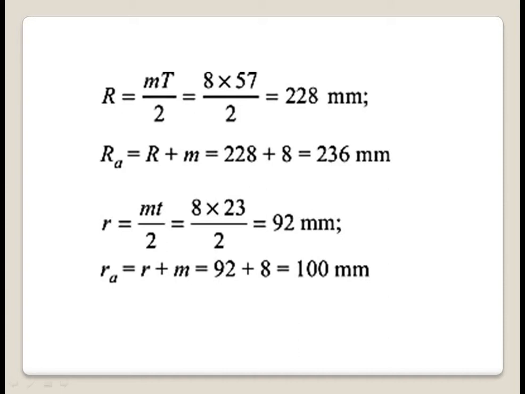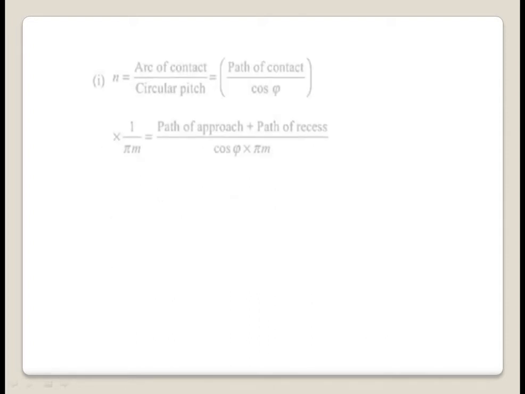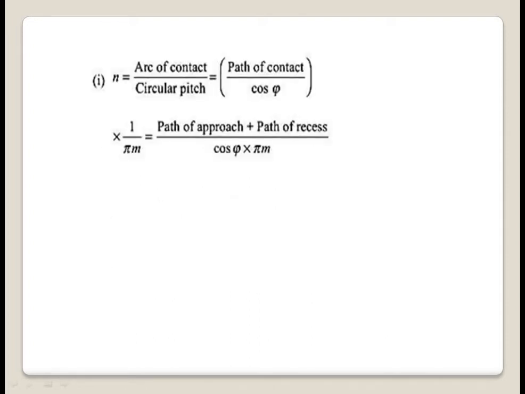Now we have the values, that is capital R, capital RA, small r and small RA. Again we have the value of phi. By taking these values we will put them into the formula of the path of contact. So what is the formula to find out the path of contact? Here they have given arc of contact divided by circular pitch, and in this formula they have taken path of contact divided by cos of phi.